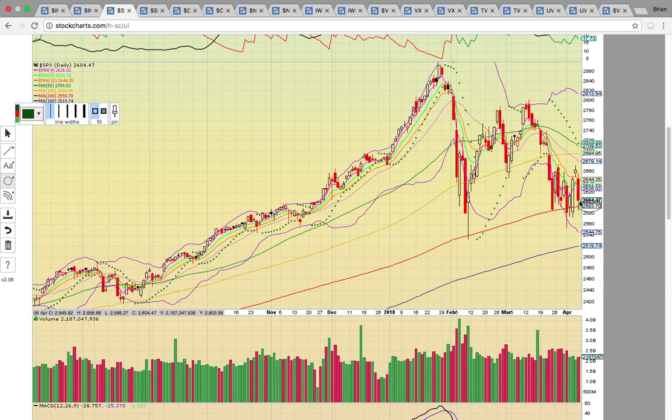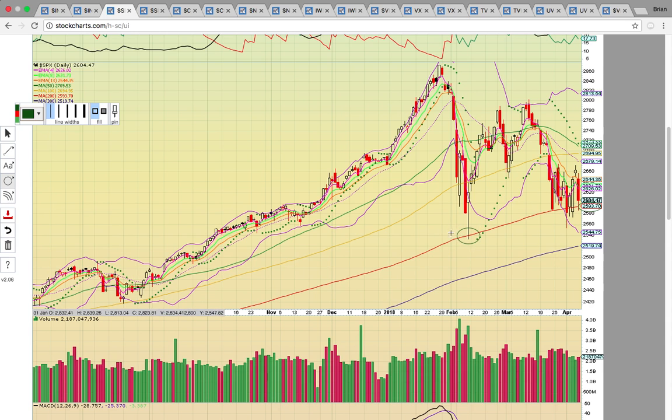It needs to hold this level. That's at 2593. So if it can hold that level... it's hit this level so many times. You can see these lower wicks. All of these candles here have been testing this 200-day simple moving average support zone.